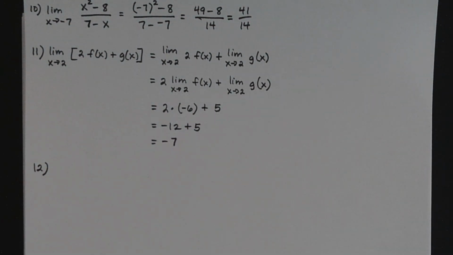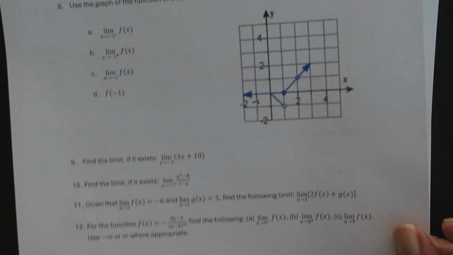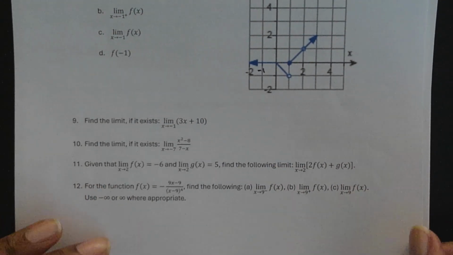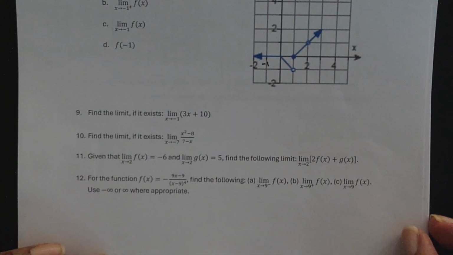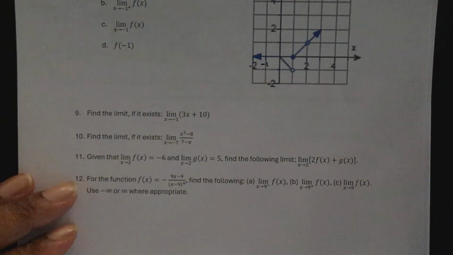In number 12, they have this. For the function f of x is equal to negative 9x minus 9 divided by x minus 9, and the quantities to the fourth power, we want to find the following. We want to find the limit as x approaches 9 from the left, the limit as x approaches 9 from the right, and the limit as x approaches 9 for that function. Use negative infinity or infinity where appropriate.